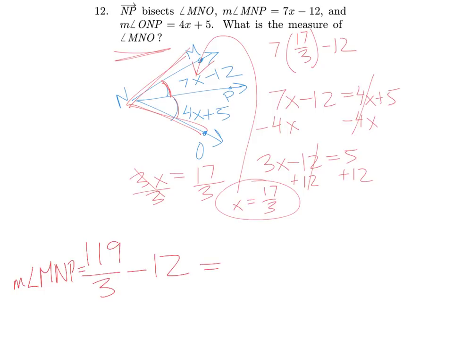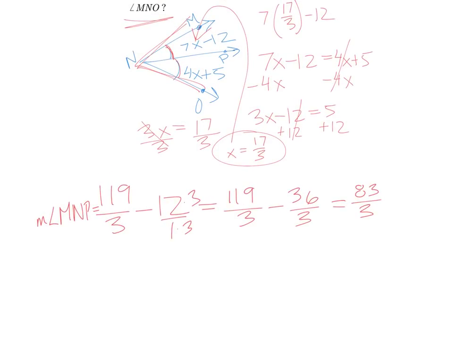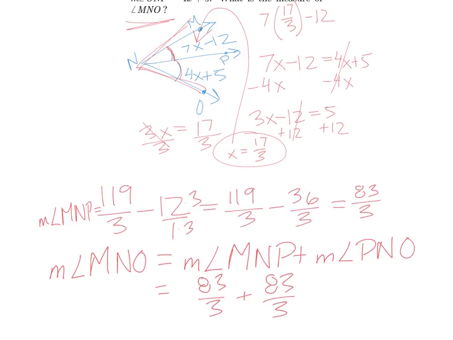Okay. Then I'm going to have 119 over 3 minus 36 over 3, because I'm multiplying top and bottom by 3. Then I have 83 over 3. Okay. And I'm going to multiply this by 2. Because if I want the whole thing, angle MNO is equal to the measurement of angle MNP plus measurement of angle PNO. So it's going to be 83 over 3 plus 83 over 3. Or just multiplying it by 2.